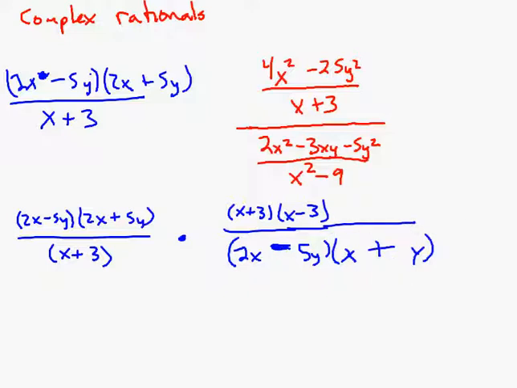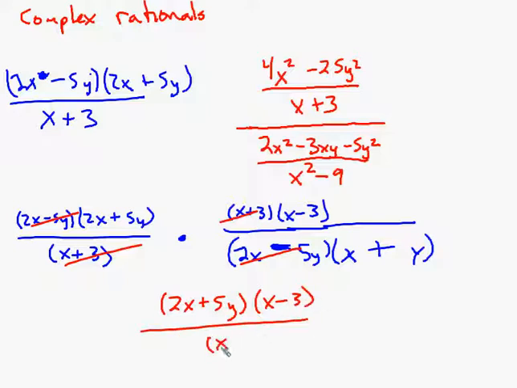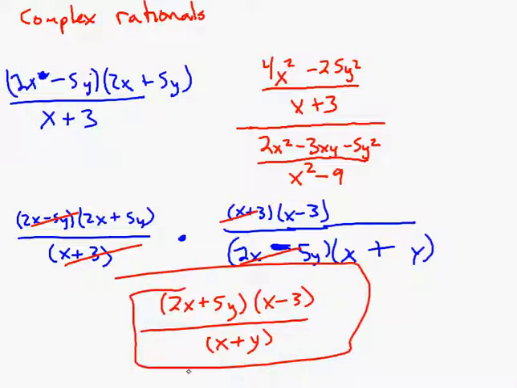And now we see what cancels. This. And that question is done. I can't cancel those x and y's independently. They're a group. Alright, that's it.